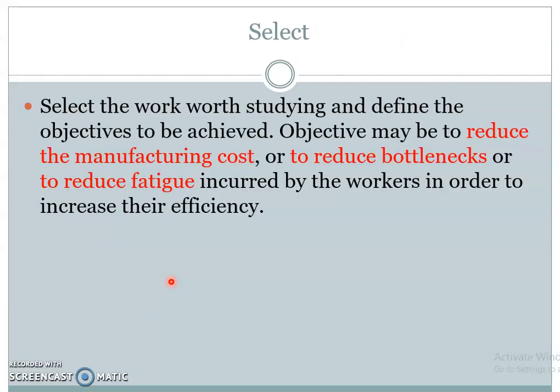Now let us come to the first step involved in method study. Here we have to select the work worth studying and define the objectives to be achieved. Objectives may be to reduce the manufacturing cost, or to reduce the bottlenecks, or to reduce the fatigue of workers in order to increase their efficiency. If workers' efficiency is increased, ultimately the productivity is going to increase. Therefore, this is the first step in the method study procedure.